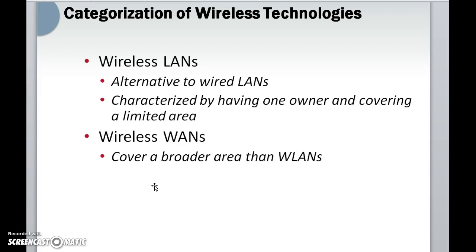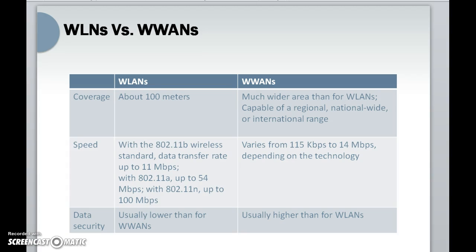We have two different categories of wireless technology. One of them is called wireless LAN, the other one is wireless WAN. Wireless LAN is an alternative to wired LAN. It can be characterized by having one owner and covering a limited area, whereas wireless WAN covers a broader area than wireless LAN. Let's look at the coverage and the speed. As you can see in this diagram, wireless LAN covers about 100 meters, whereas wireless WAN covers a much wider area, such as regional or nationwide range.